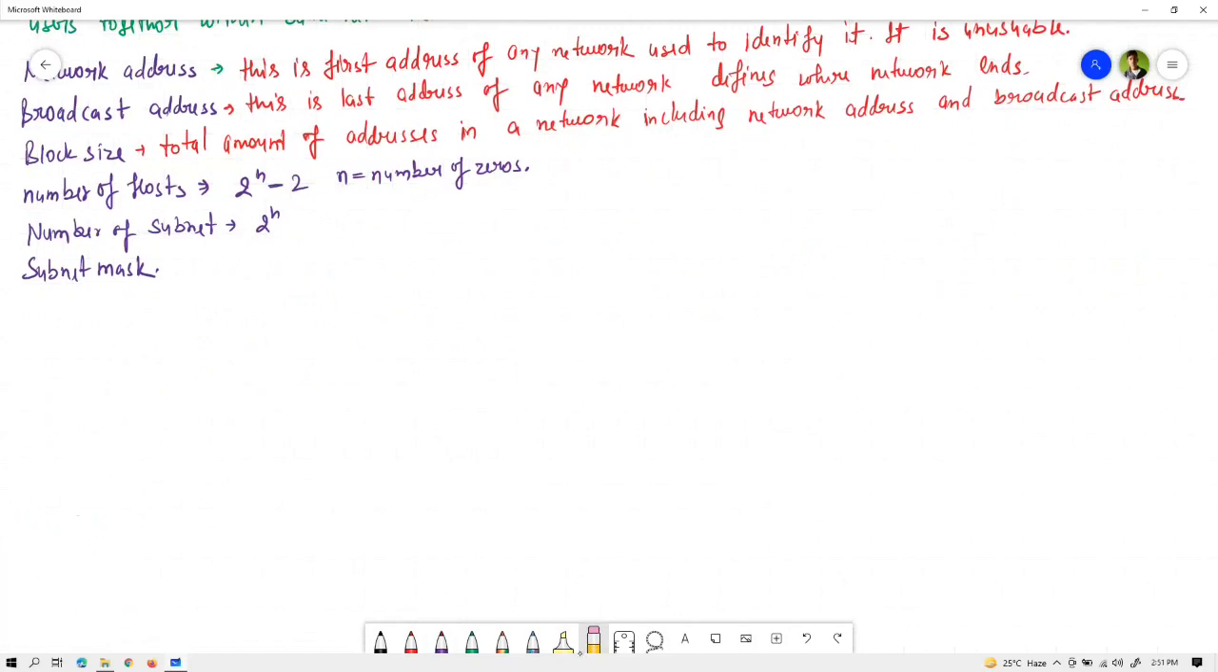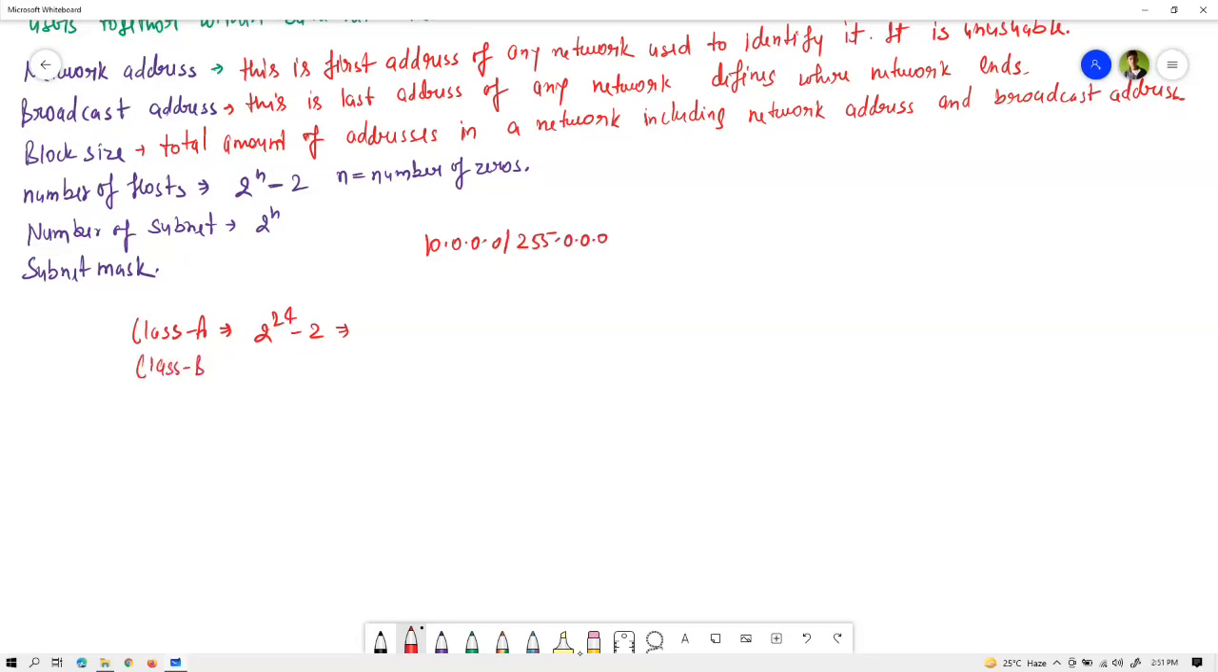So for class A, class B, class C, if I want to know number of hosts, I think yesterday I told you this thing. For class A, it will be 2 to the power 24 minus 2, right? Because in class A, the default, let's say I am using this 10.0.0.0 with 255.0.0.0. So what will be the number of hosts? 2 to the power n minus 2, n is equal to number of zeros, right? So it will be a very big value. Okay, you can calculate it.